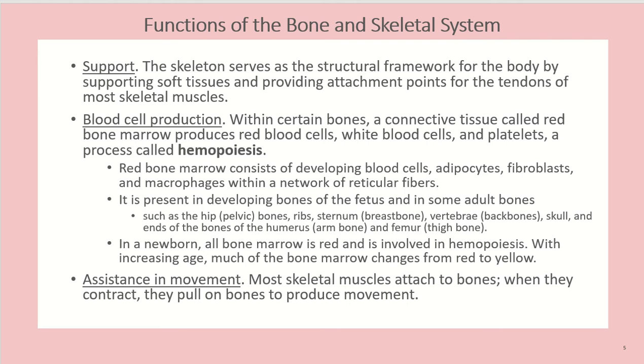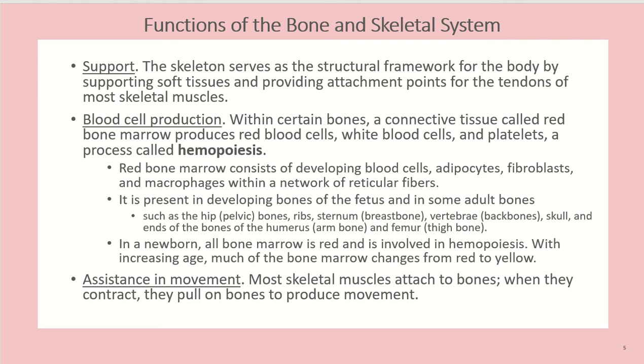The next function of the bone in the skeletal system is blood cell production, also called hematopoiesis. So within certain bones, there's going to be a connective tissue called red bone marrow that's responsible for producing red blood cells, as well as white blood cells and platelets. They're going to be making up blood. So this whole process, like we mentioned, is called hematopoiesis. Red bone marrow is also going to consist of developing blood cells, adipocytes, as well as fibroblasts and macrophages, all within a network of reticular fibers.